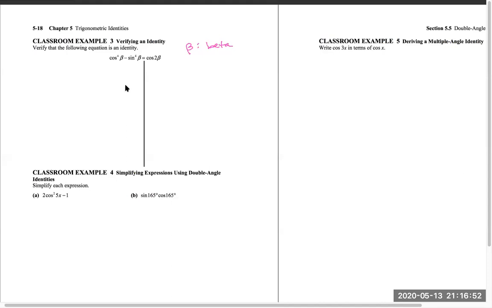Okay, so the first thing, remember I have 3 different formulas for cosine 2 beta. So I'm going to want to start on the left-hand side here, just so I can factor first and then try to get to the correct form of cosine 2 beta without having to do too much. So this is actually a difference of squares.